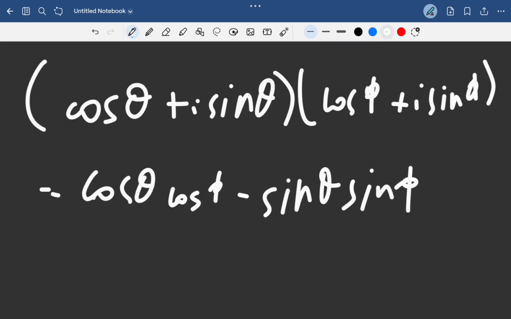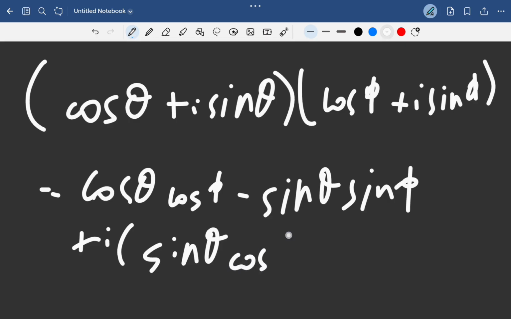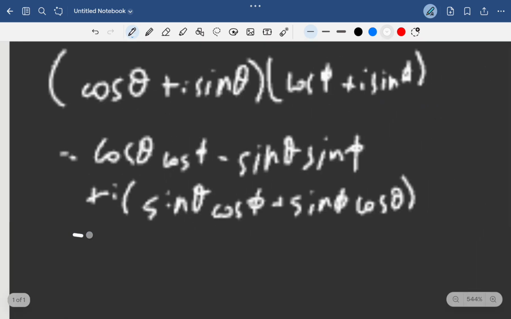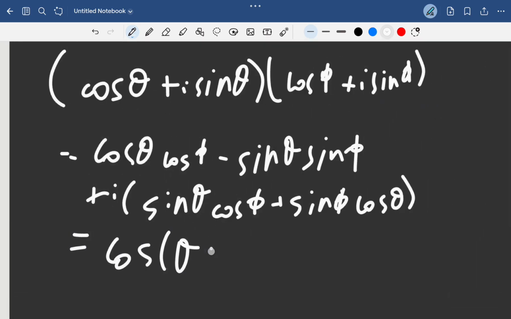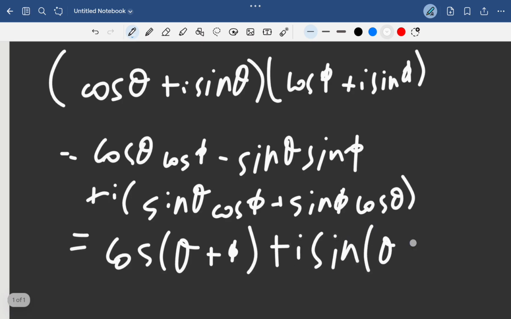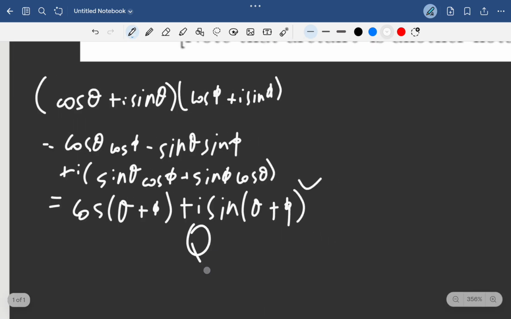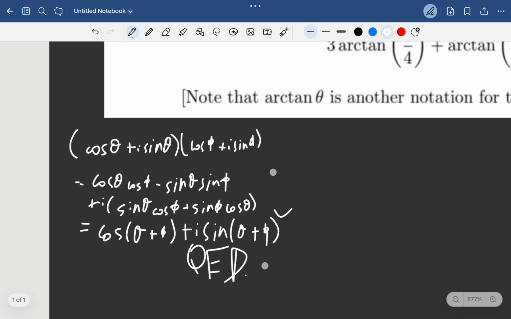And then we've got plus i times sine theta cos phi, plus sine phi cos theta. And this is exactly what we need, because this is, in fact, cos of theta plus phi plus i sine of theta plus phi. Cool. So that's the first one proved. Done. We'll say QED, just for the aura.